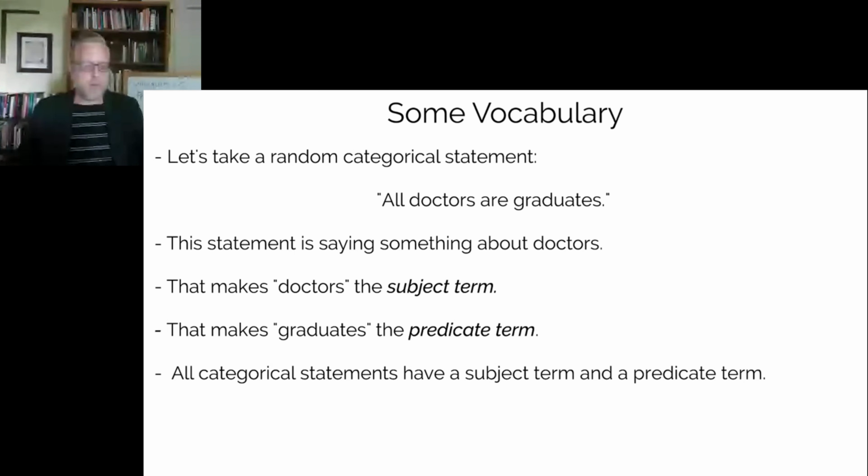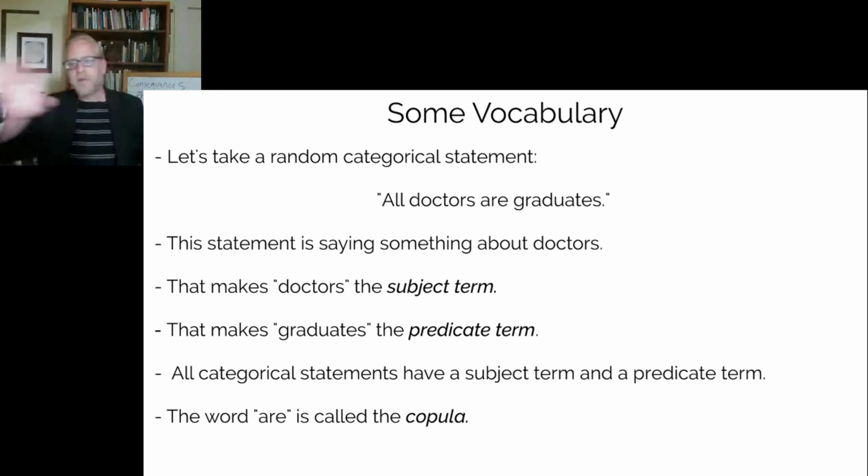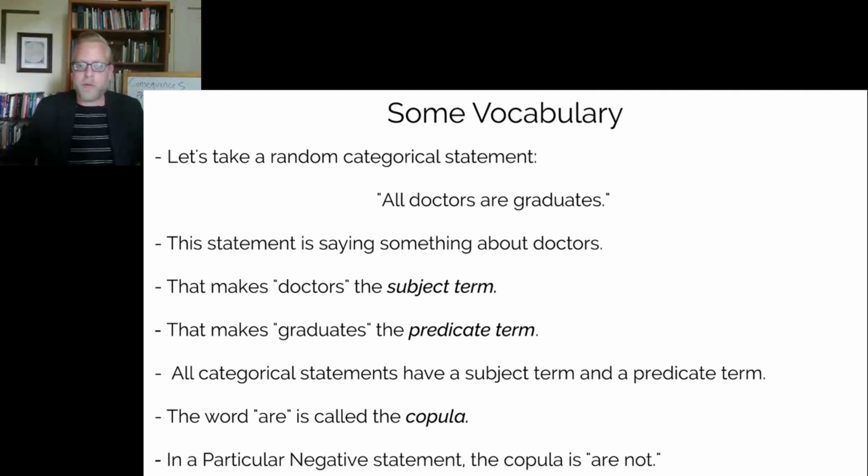So all categorical statements are like that. They're all going to have the same basic type of shape. This is not as important, but since we're breaking down the whole categorical statement, are or is not or are not is called the copula. They hold two things together. We do get the word copulate that's related to that. So in particular negatives, the copula is are not.